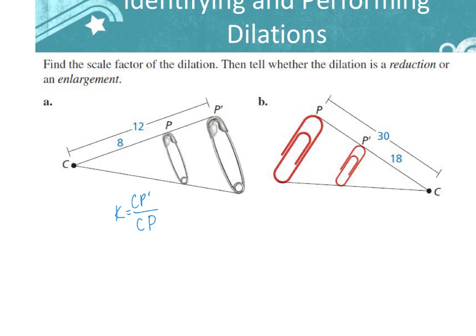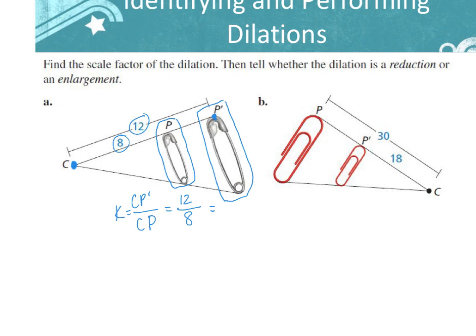Now, CP prime is the distance between our point C, which is the center of dilation, and our point P prime. In this case, that's 12. So this is going to be equal to 12 over, and then the distance between C and our original image P is going to be 8. 12 over 8. Now, notice how we started with a smaller image, right? And then we ended up with a larger one. Our K has to be an enlargement, so our K must be greater than 1, okay? So in this case, 12 over 8, that's bigger than 1, so we're on the right track.